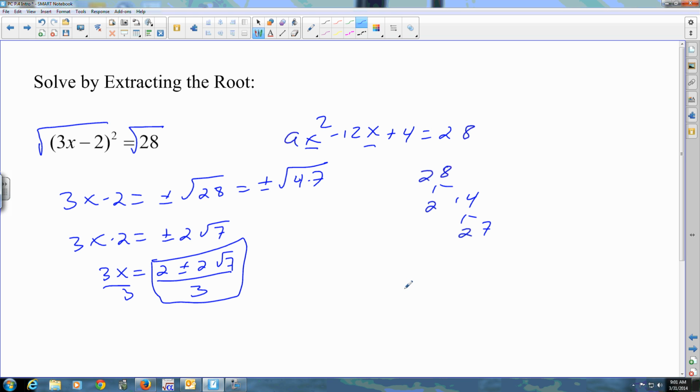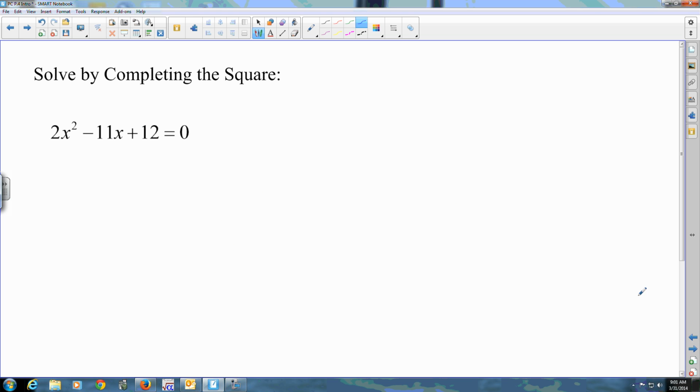If you had something else outside, I don't know, 7 times (3x minus 2) squared plus 5 is equal to 72, then you have to subtract the 5 first, divide out the 7, then you can take the square root. Okay, so remember, stuff outside the roots, or outside the parentheses, has to be gotten rid of first. We've been practicing by completing the squares. So this is solving by completing the square.